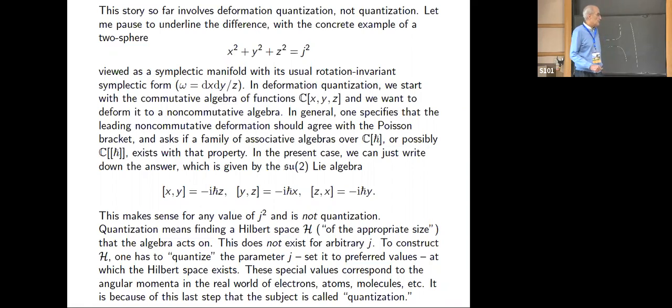Quantization means finding a Hilbert space H of the appropriate size that the algebra acts on. It doesn't exist for arbitrary j. To construct the Hilbert space, you have to quantize the parameter j, set it to preferred values at which the Hilbert space exists. And those special values correspond to the angular momenta in the real world. And it's because of this step that the subject is called quantization. So in the lecture so far, I told you that because of the Kapustin-Orlov coisotropic brane, the A model, or at least the extension of the Fukaya category in the right context, is related to deformation quantization, but not to actual quantization.